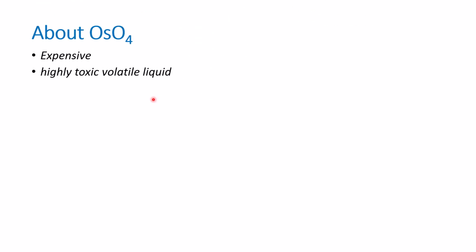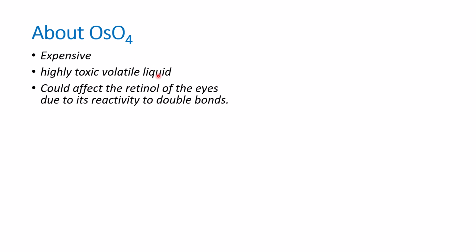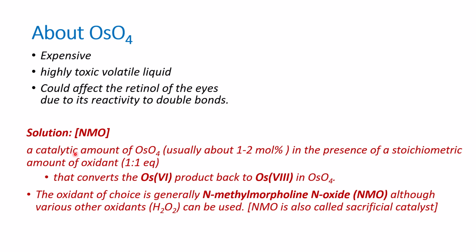So what is this osmium tetroxide? It's a very expensive, highly toxic, volatile liquid. And because it can undergo reaction with alkenes very swiftly, it can affect the eyes. It can cause blindness when exposure to its vapors happens. Because of its expensiveness, the best way to carry out this reaction is to make use of a catalytic amount of osmium tetroxide so that we don't lose the reagent. In the sense, the reagent is regenerated as and when it is converted to the other product.